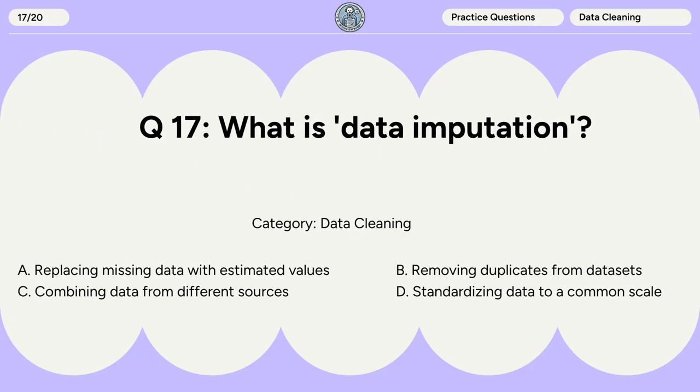Question 17. What is data imputation? A. Replacing missing data with estimated values. B. Removing duplicates from datasets. C. Combining data from different sources. D. Standardizing data to a common scale.